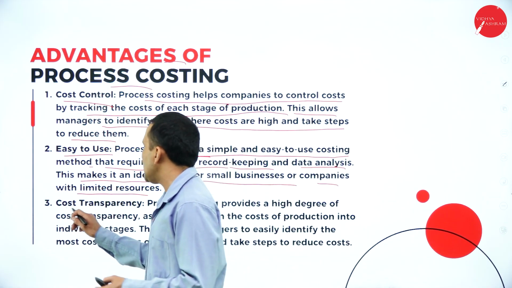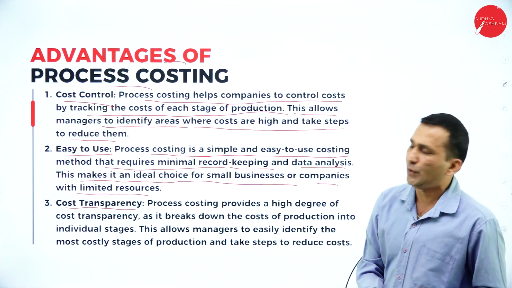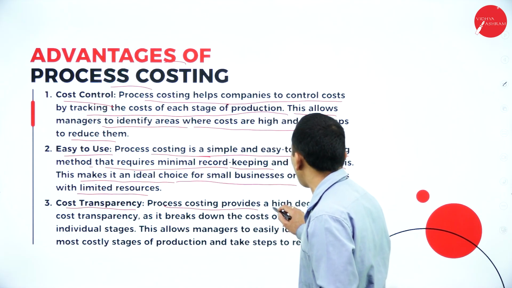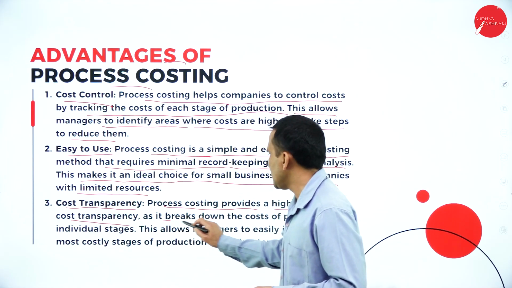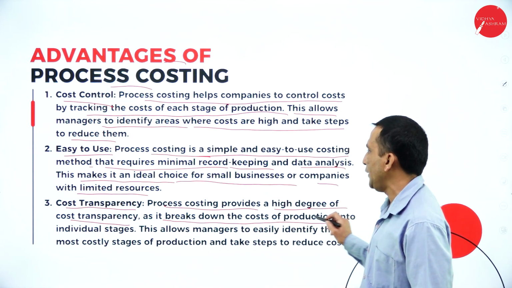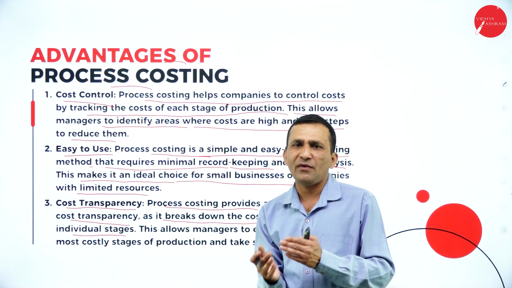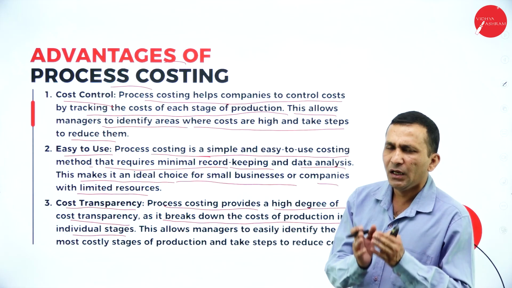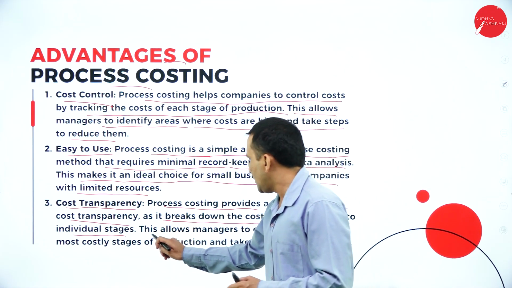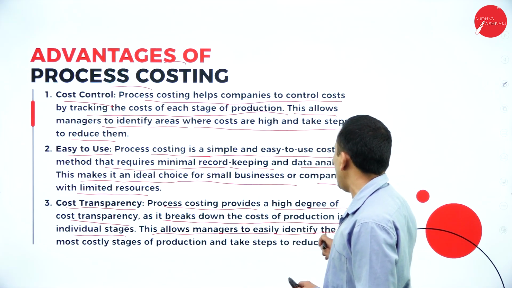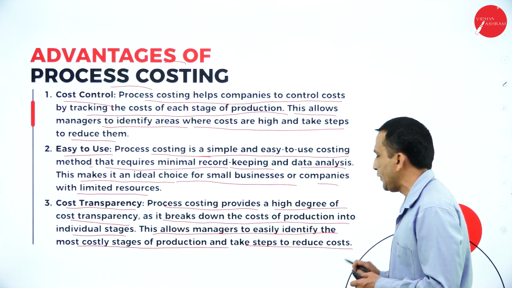But cost transparency: exactly, we will get to know the cost per unit. Process costing provides a high degree of cost transparency, as it breaks down the cost of production into individual stages. So in the different stages we are finding, it will break down the cost of material, the cost of labor, everything. So this allows the manager to easily identify the most costly stage of production and take steps to reduce the cost.